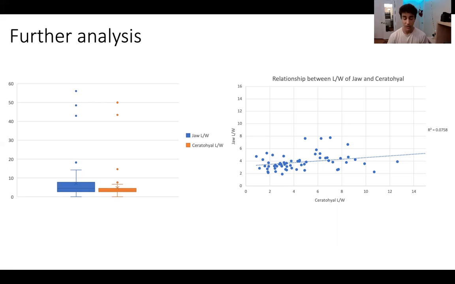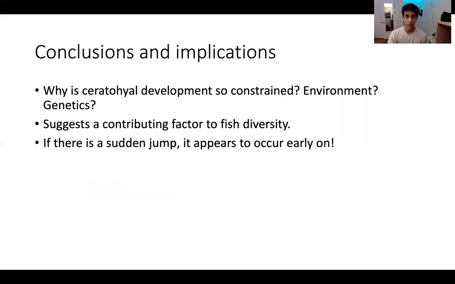So there's a lot more analysis to be done here, and I'd be happy to get way more into it later in the talk, but again, not enough time here. So when it comes to the conclusions and implications, we can ask a couple really new, interesting questions. Why is serratihyle development so constrained? Is it the environment? Is it genetics? When it comes to jaw development, why does it appear that some of the ancestral species are maybe a bit more constrained? Do we need to expand our sample size?